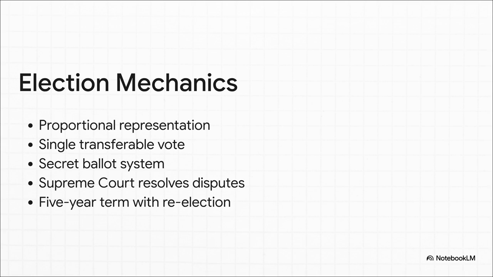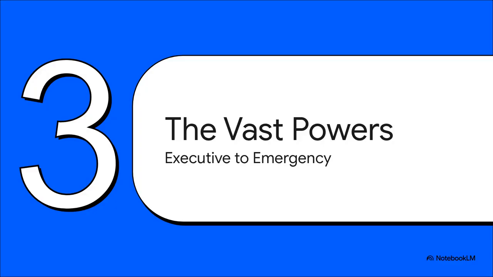But get this, even if the Supreme Court declares a president's election void, the official acts they performed while sitting in the office actually remain legally valid. Pretty interesting, right? Once they're in, it's a 5-year term, and there's completely no cap on how many times a president can be reelected. All right, part 3, the vast powers. We're talking everything from executive actions to declaring national emergencies.